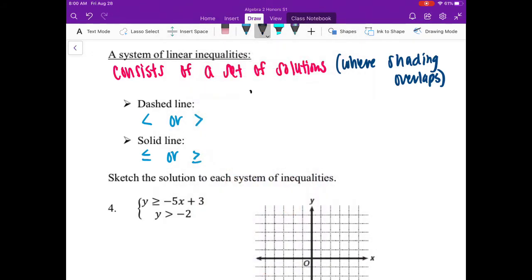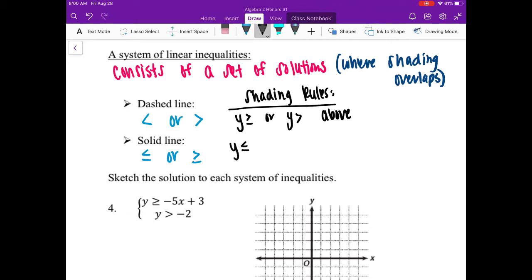I'm going to add in some shading rules here. So when we have y is greater than or equal to, or just y is greater than something, you want to shade above. If it's less than or equal to, or just less than, you want to shade below.